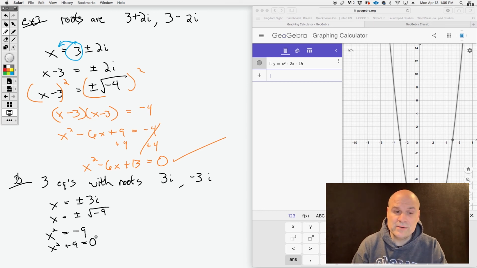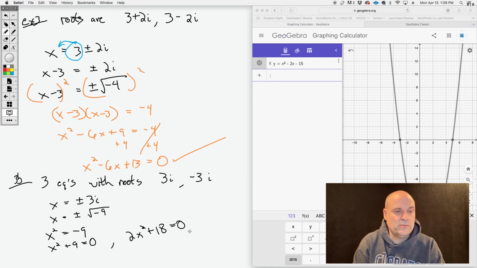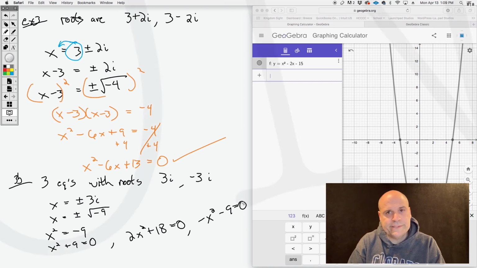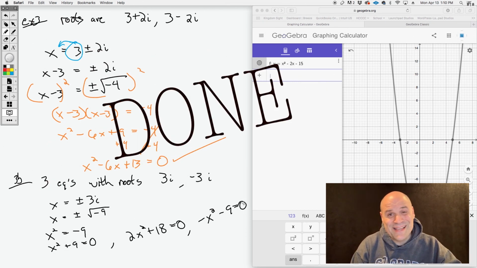There's our quadratic equation. Let's write 2 more equations. Let's double it. 2x squared plus 18 equals 0. We could even multiply by a negative number. Let's multiply by -1. Negative x squared minus 9 equals 0. That works too. That's basically lesson 83.